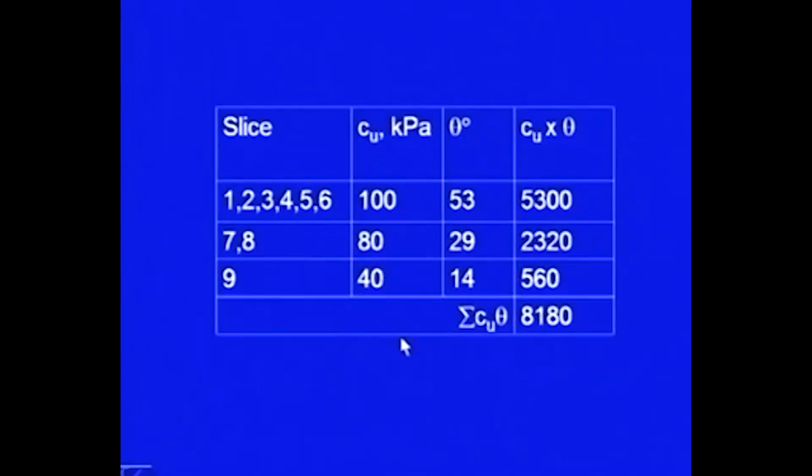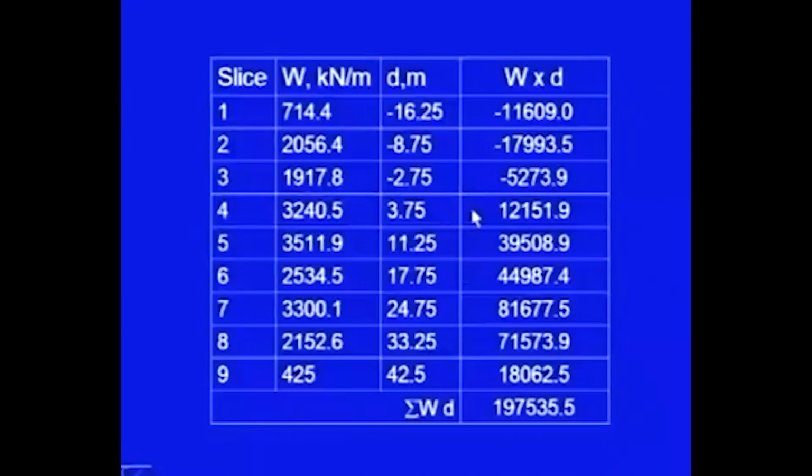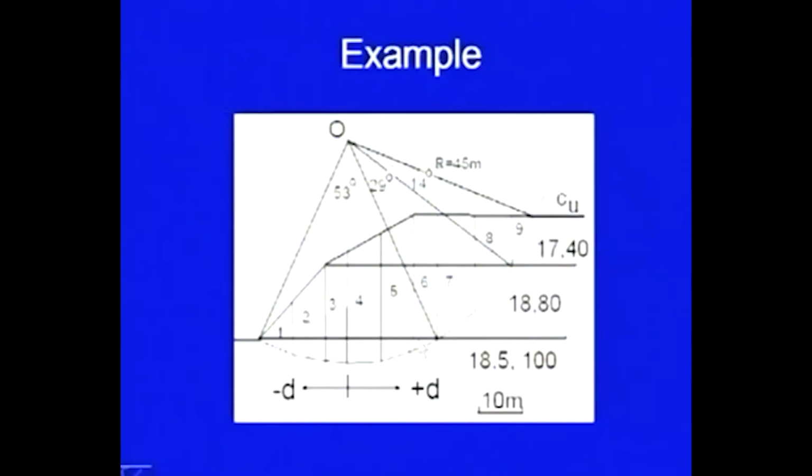In the formula we have to find out Cu into theta also. For slices number 1, 2, 3, 4, 5, 6, all these slices had their arc passing through the soil which had Cu equal to 100, and the angle subtended by these was 53. Let me go back. So, here this angle is 53, this angle is 29, this angle is 14.